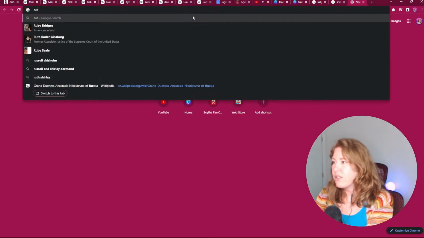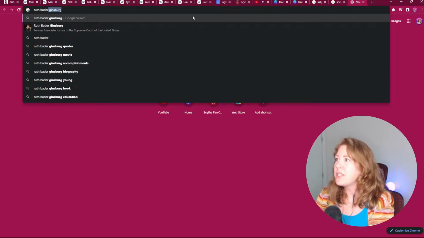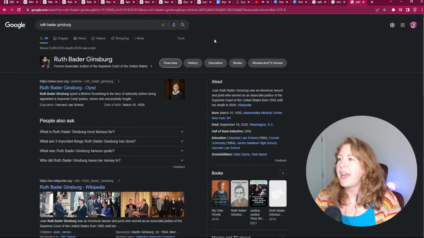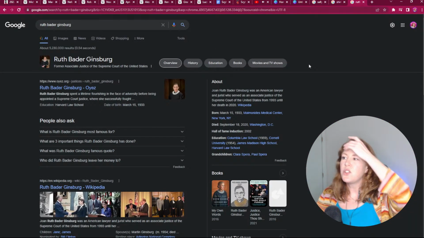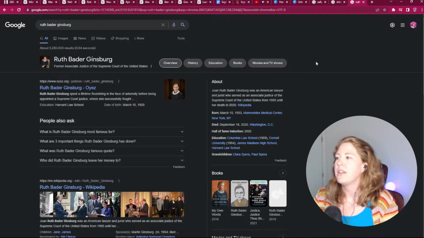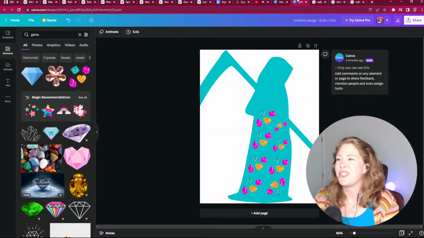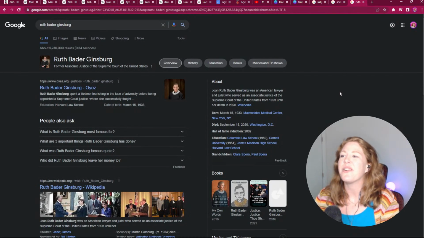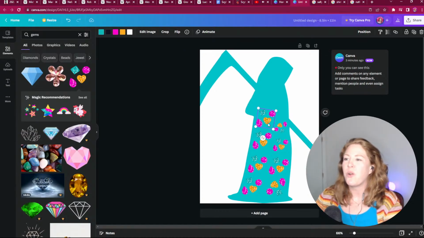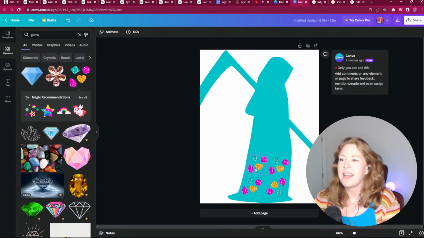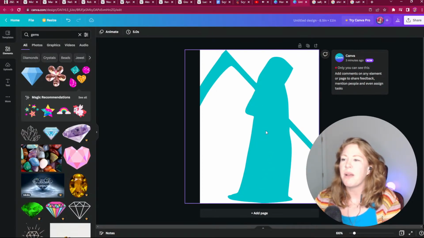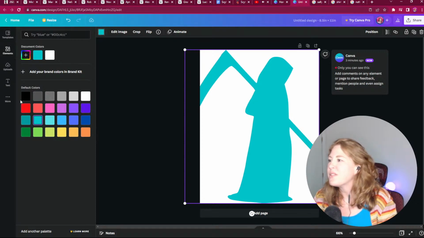Oh, RBG. Ruth Bader Ginsburg. I could be Scythe Ginsburg. Heck yes. Totally be Scythe Ginsburg. Oh my gosh. Okay, I think I'm actually going to choose that. So we're changing it up. I'm changing up my whole robe idea, and I am going with Scythe Ginsburg. What a better way to do it.